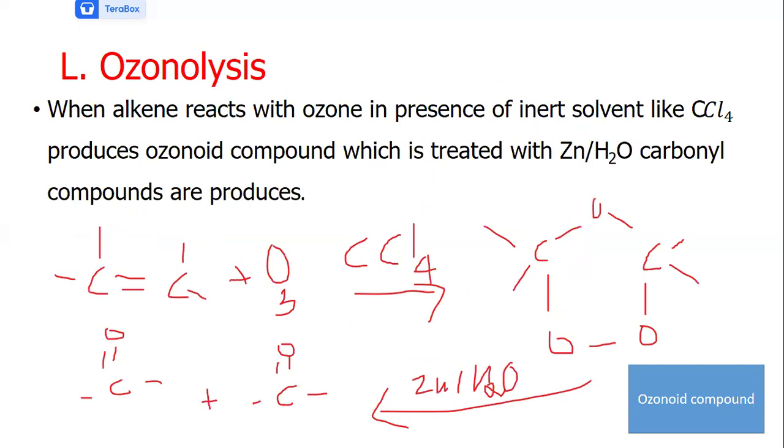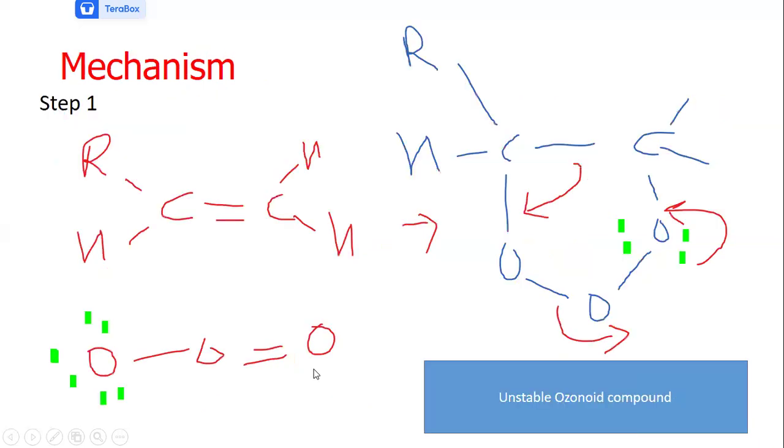Ozonolysis. When the alkene reacts with ozone in the presence of an inert solvent like carbon tetrachloride, it produces ozonide compounds, which, when treated with zinc and water, form carbonyl compounds. Alkene is treated with ozone in the presence of carbon tetrachloride and produces the ozonide. In hydrolysis, in the presence of zinc, it produces the carbonyl compounds.